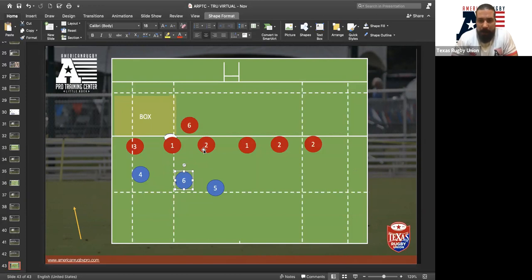Last play of the game, what happens? Somebody's getting really anxious. They go into a breakdown. They start to compete at the breakdown. They go in off the feet. Penalties given away. They kick the 3 points. We lose the game by a point at the end of the game.